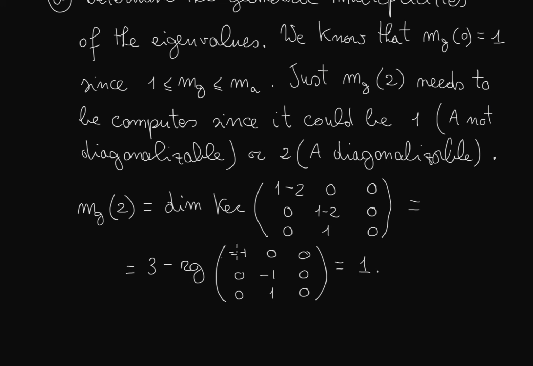But in this case, we see that the rank of the matrix is 2, therefore the geometrical multiplicity of the eigenvalue 2 is 1. Therefore, it is not diagonalizable.